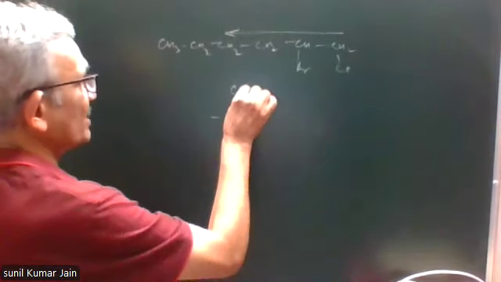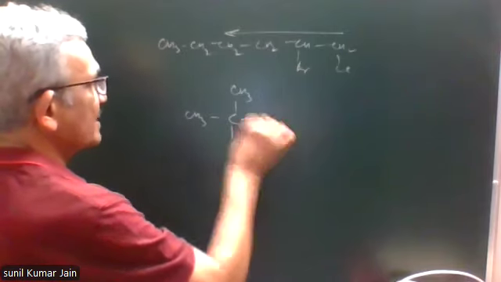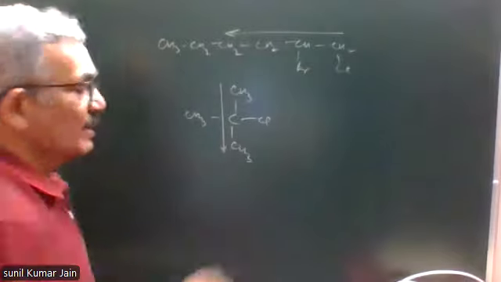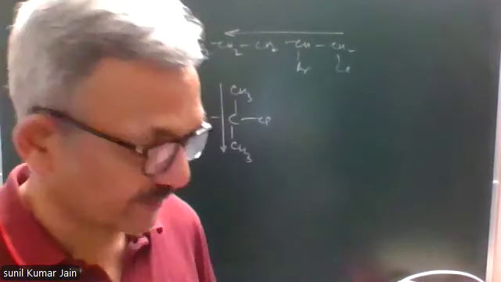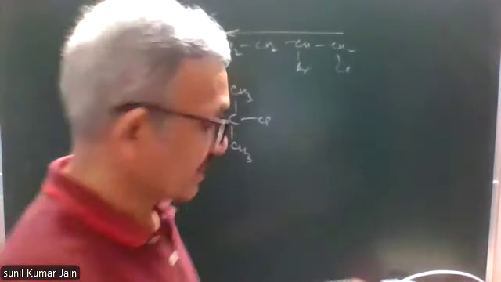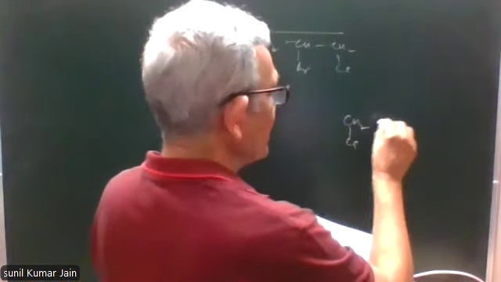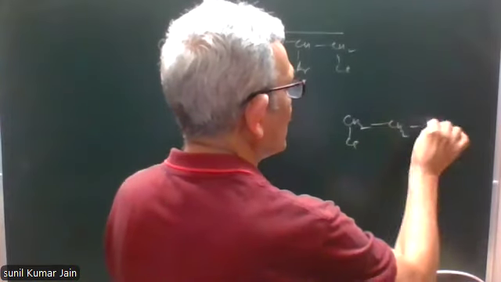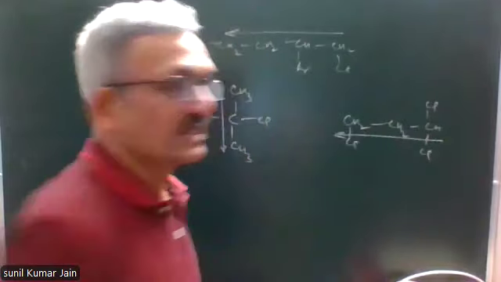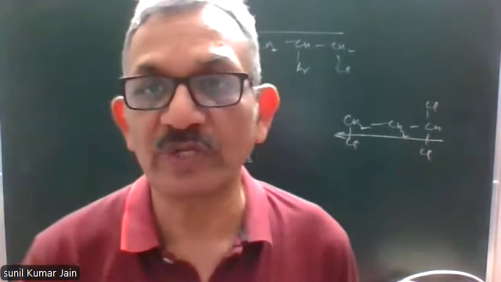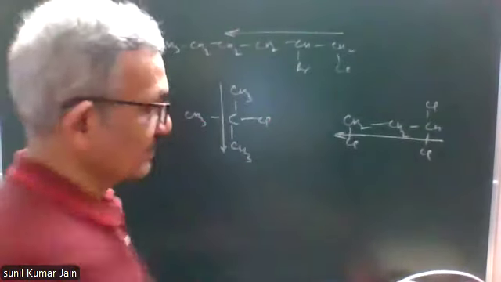Next, CH3 thrice CCl. Carbon attached to 3 methyls, Cl. This is the straight chain. 2-chloro-2-methylpropane. This is a tertiary alkyl halide. Last, CH2Cl, CH2, CHCl2. This is 1,1,3-trichloropropane.